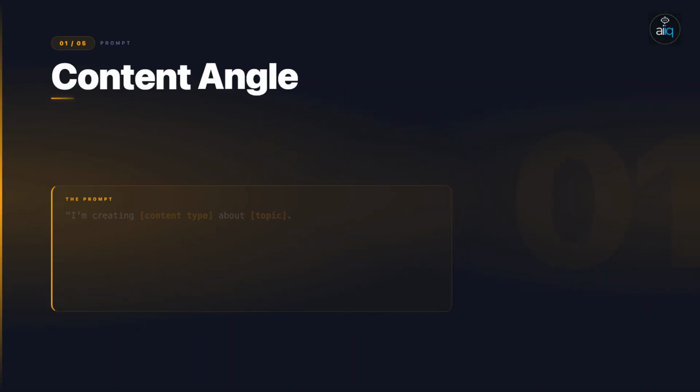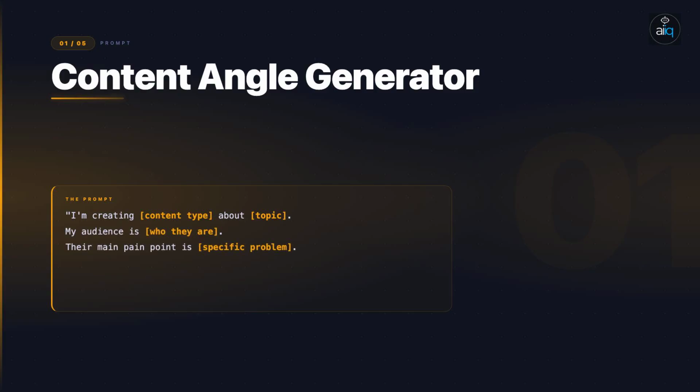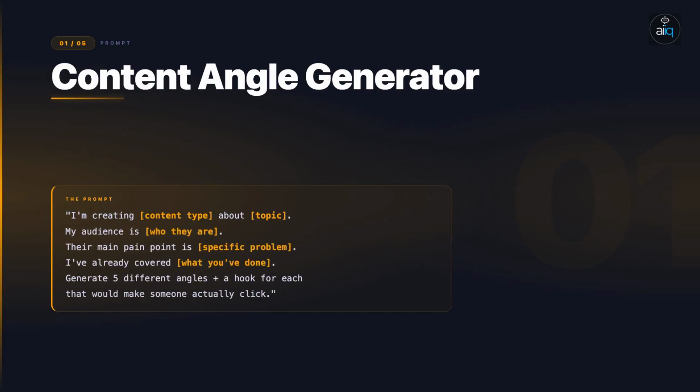Let's start. Prompt number 1 is what I call the content angle generator. Here's the prompt. I'm creating a type of content about a topic. My audience is whoever you're talking to. Their main pain point is the specific problem they have. I've already covered what you've done before. Generate 5 completely different angles I could take that haven't been overdone, with a hook for each one that would make someone actually click or read.